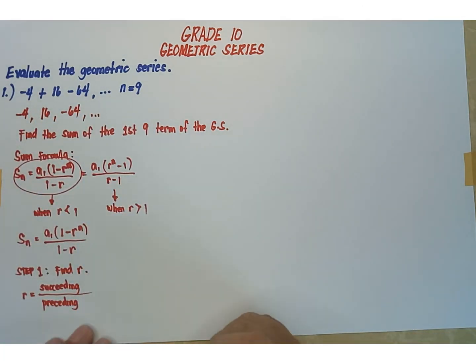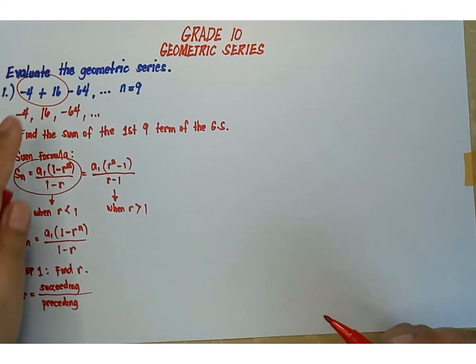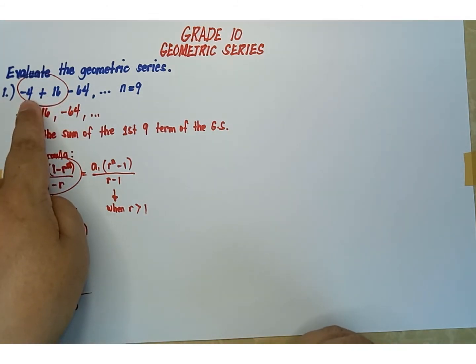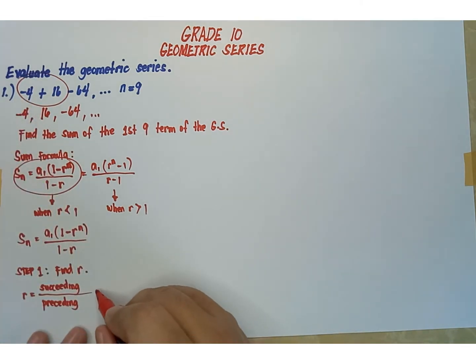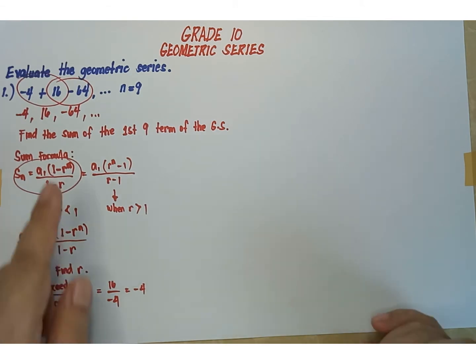So, for example, gagamitin mo ang first and second terms. Ito yung right, ito yung left. So, ito yung succeeding, ito yung preceding. Pag isa-solve natin ang r, it's positive 16 divided by negative 4 equals negative 4. If you want to use this, dapat negative 4 din ang lalabas na common ratio.